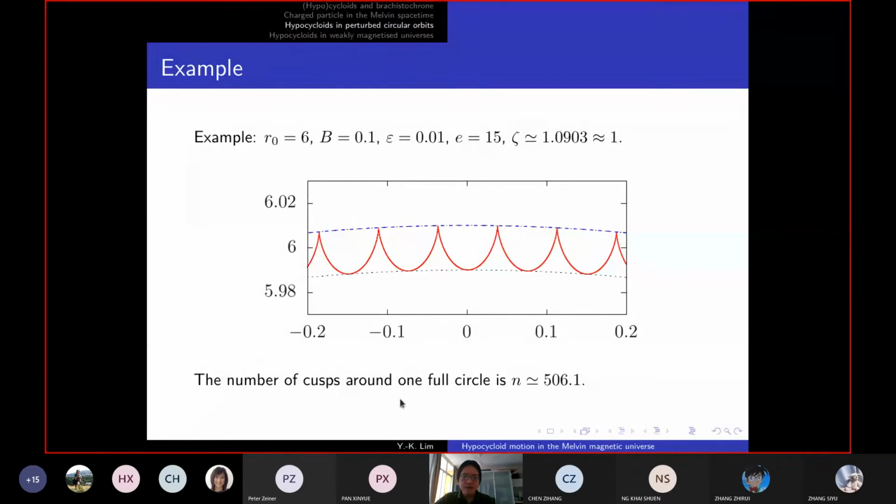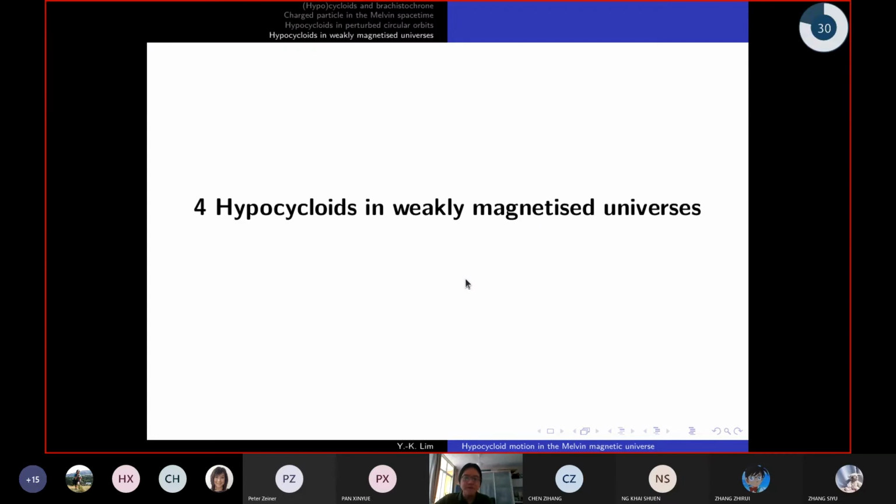Then, using the formula from the previous slide, I can put in the values, and you can see that the number of cusps around one full circle is going to be 500. So this is a circle of radius 6. It will give you 500 sharp corners before it comes back to the starting point. This is the perturbed circular orbit if you disturb the circle of radius 6 for this case. The epsilon here I chose is actually a large number, but it was large enough to give a visual look that is more obvious when you plot it on the graph.